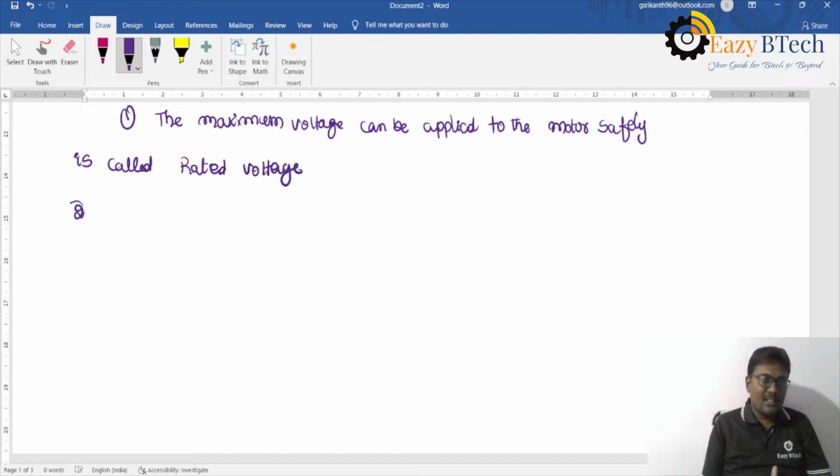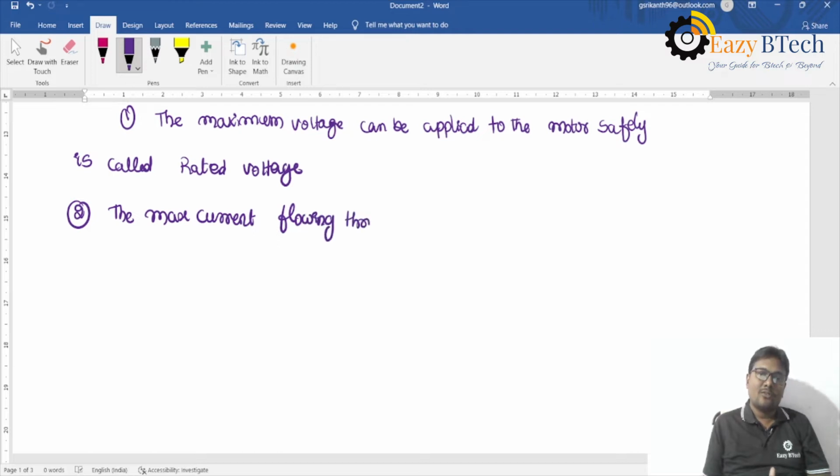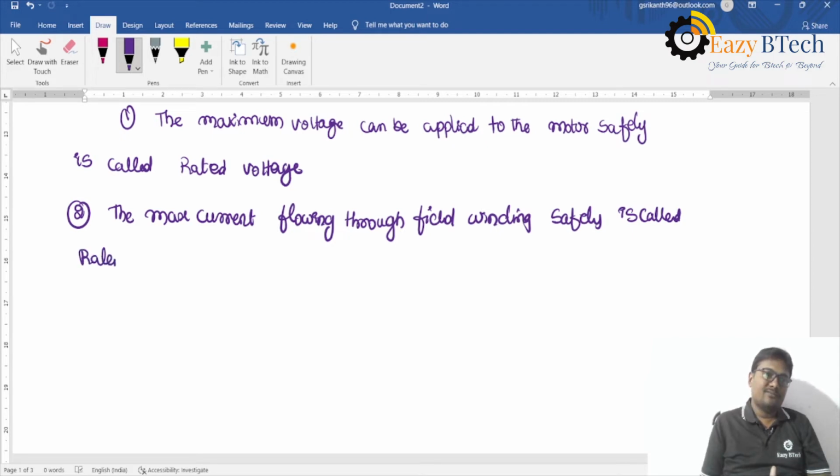And the second one is the maximum current flowing through the field winding safely, which is called the rated field current.